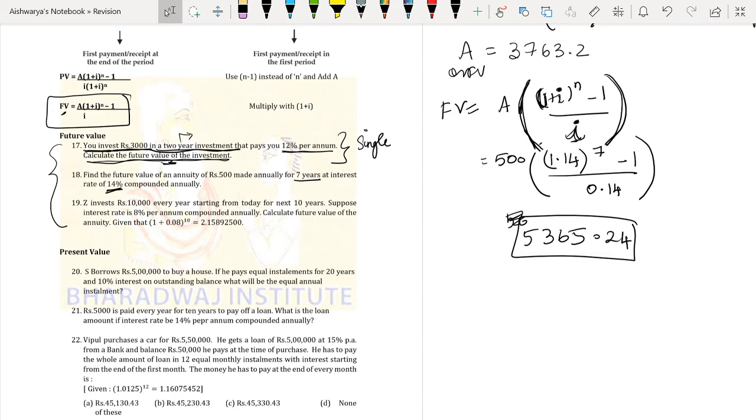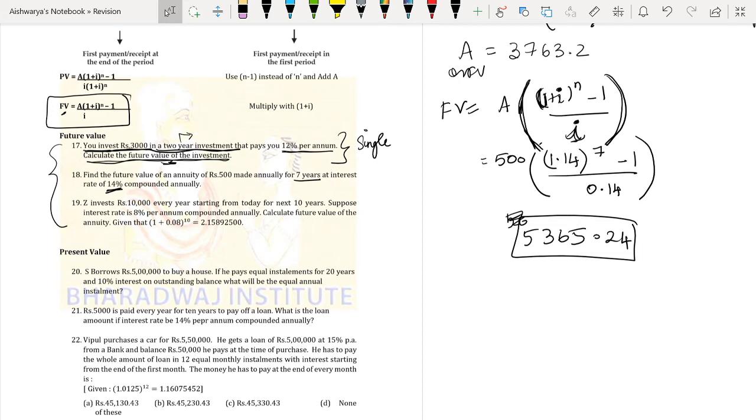Yeah, please read, Priya. Okay, here the value is given to you here straight away, right?